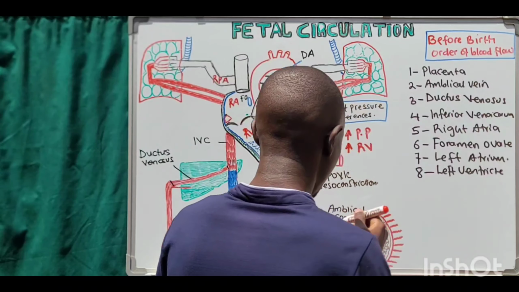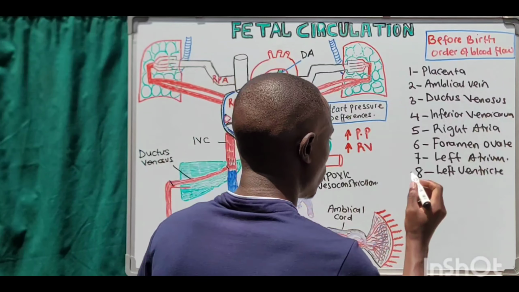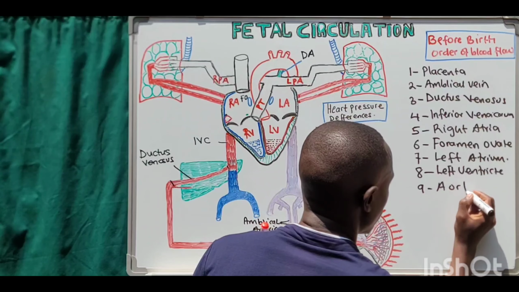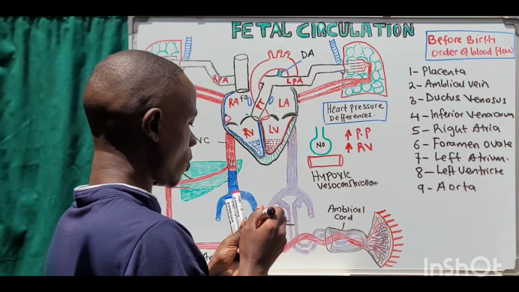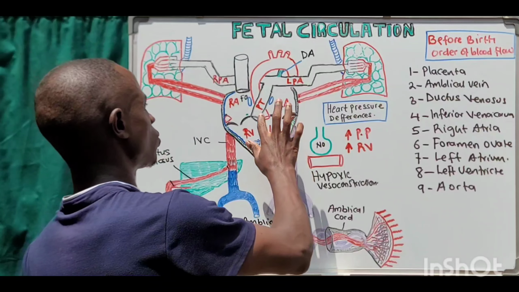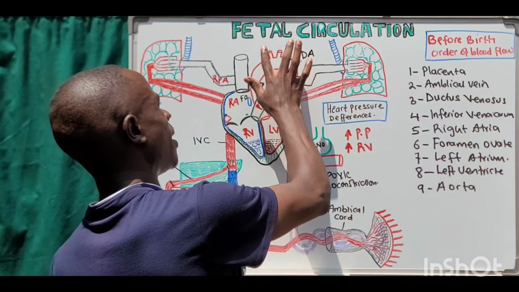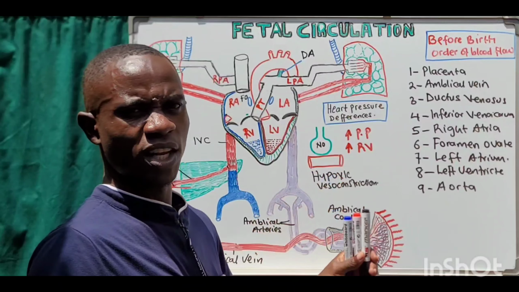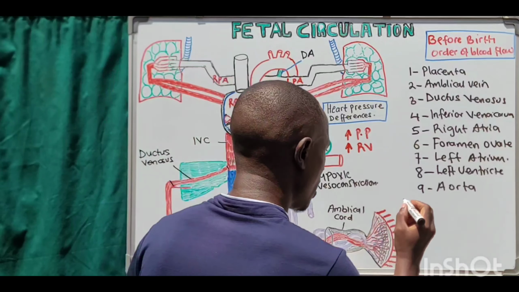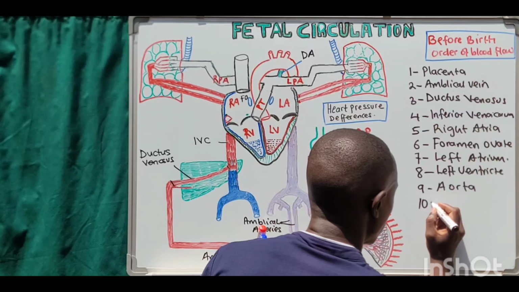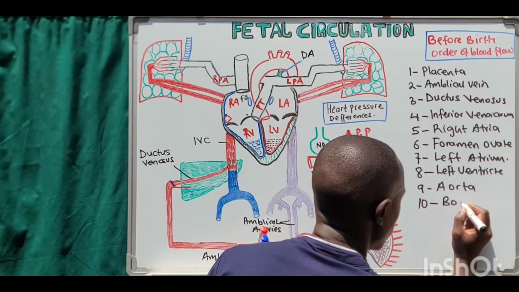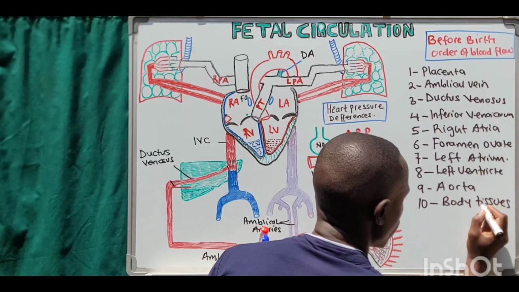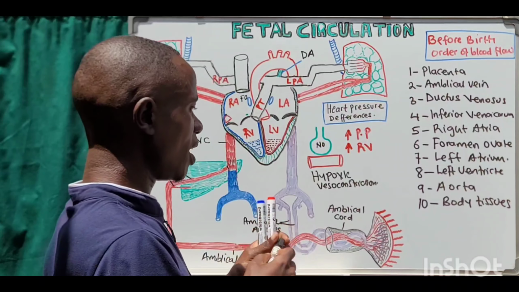Okay, so now the ninth step is going to be the blood now entering what we call the aorta. Okay, and of course it passes to the upper extremities, supplying them, and even also moving down to supply the different parts within the lower parts. Okay, so now our 10th step is going to be what we call now the body tissues. Okay, going to be supplying now the entire body tissues.